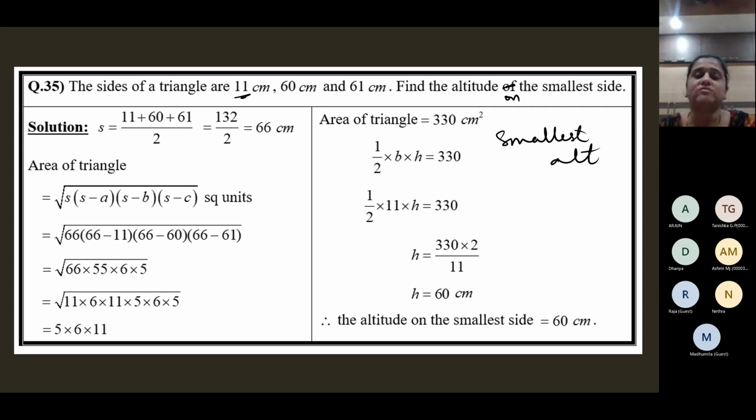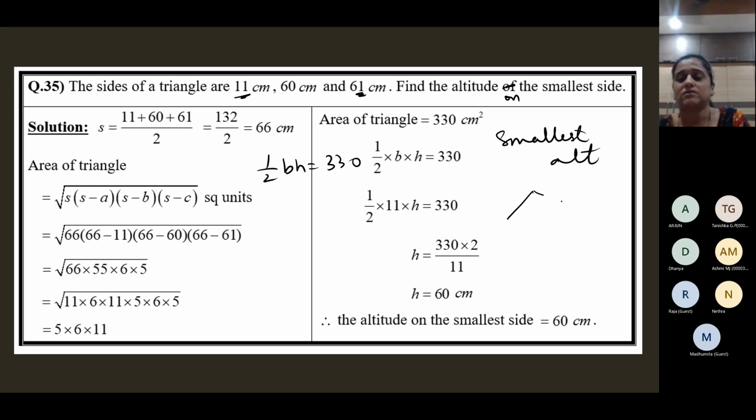All right. The smallest altitude falls on the longest side. In a triangle, the smallest altitude falls on the longest side. So if you have to find the smallest altitude, you should take the longest side as the base. Half base into height is equal to area, 330. If you want to find the smallest altitude, you have to find h. So which one to take as b? The longest side. The smallest altitude falls on the longest side. The longest altitude falls on the smallest side.